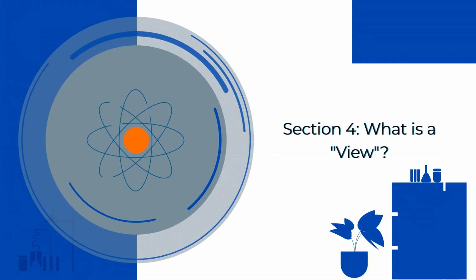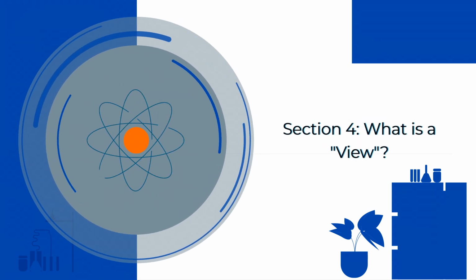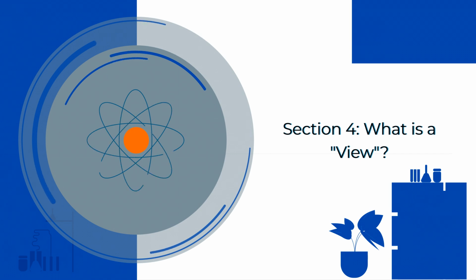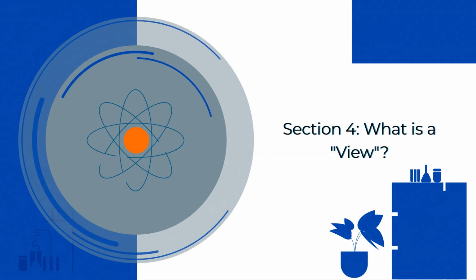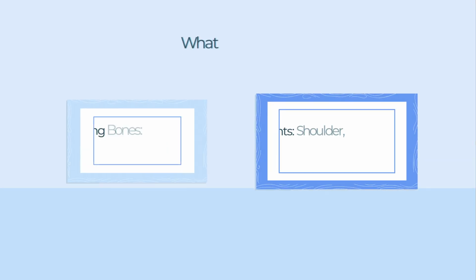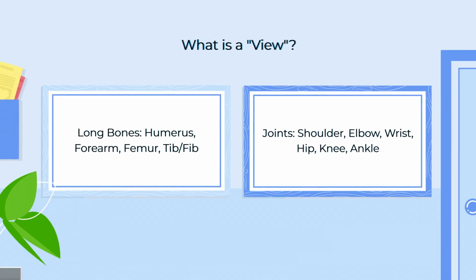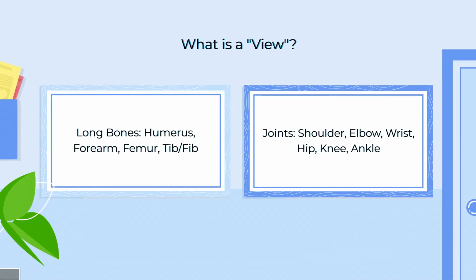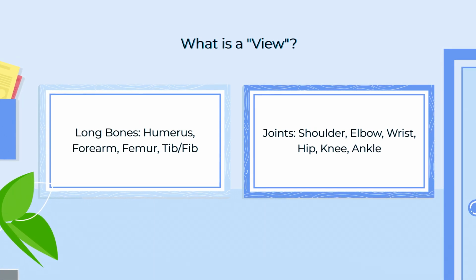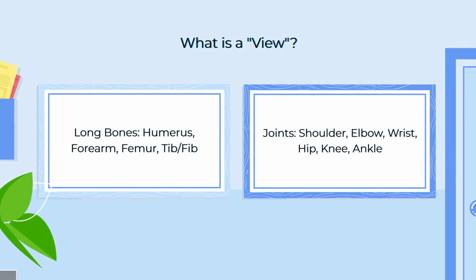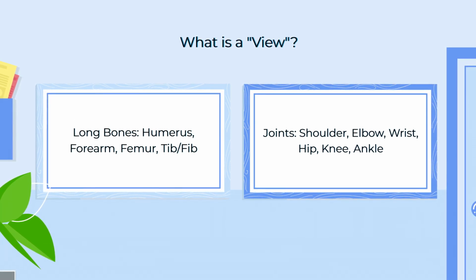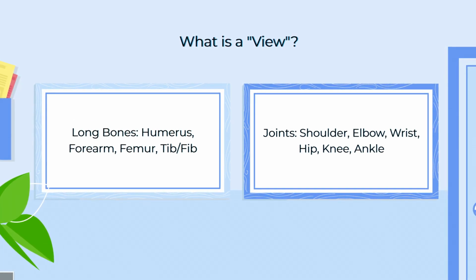Section 4, What is a view? View refers to the specific image captured, combining both the patient's position and the projection of the X-ray beam. Standard protocols often include multiple views. For long bones like the femur or humerus, standard protocol is AP and lateral views. For joints like the wrist and ankle, the standard protocol is AP, lateral, and oblique views.